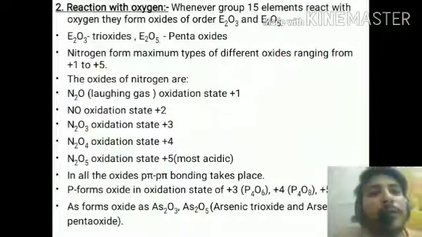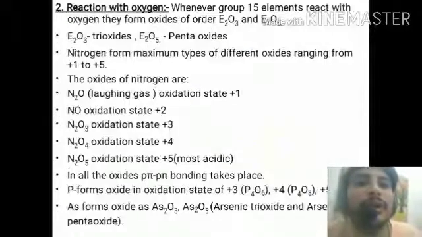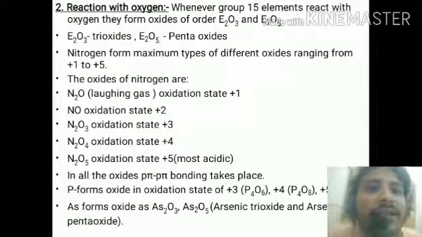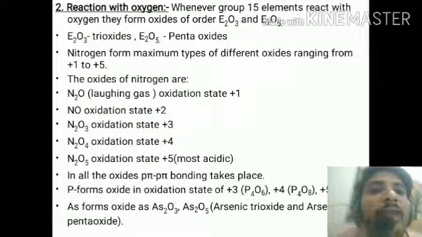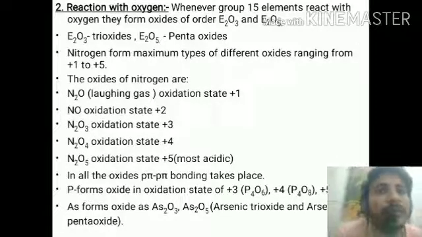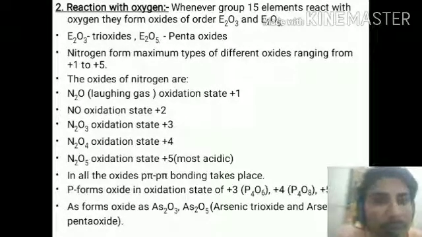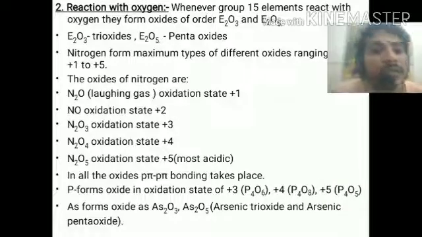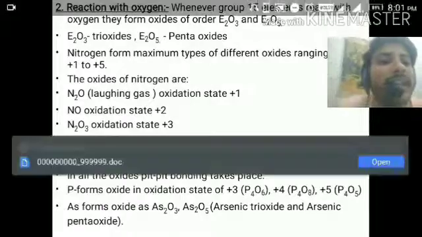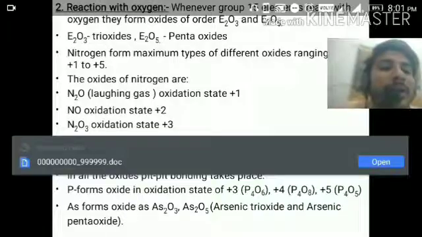Nitrogen forms the maximum types of different oxides, ranging from +1 to +5. The oxides of nitrogen are N2O, called laughing gas or nitrous oxide, NO nitrogen monoxide, N2O3 nitrogen trioxide, N2O4 nitrogen tetroxide, N2O5 nitrogen pentoxide. In all these oxides, p-pi bonding is possible. P forms oxides in the oxidation states of +3, +4 and +5. As forms arsenic trioxide and arsenic pentoxide.